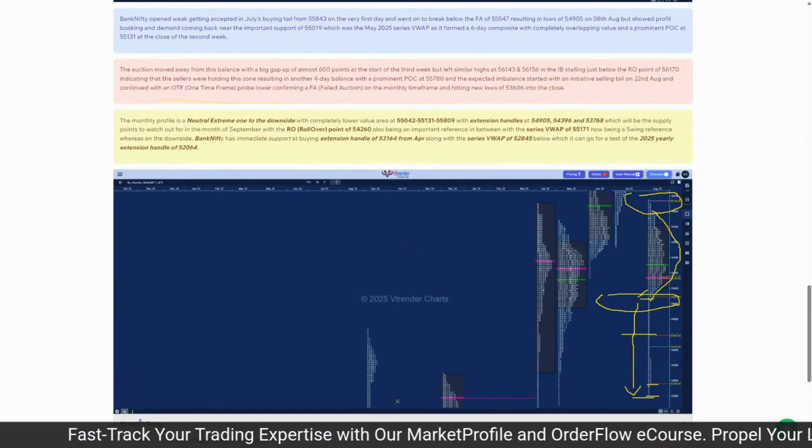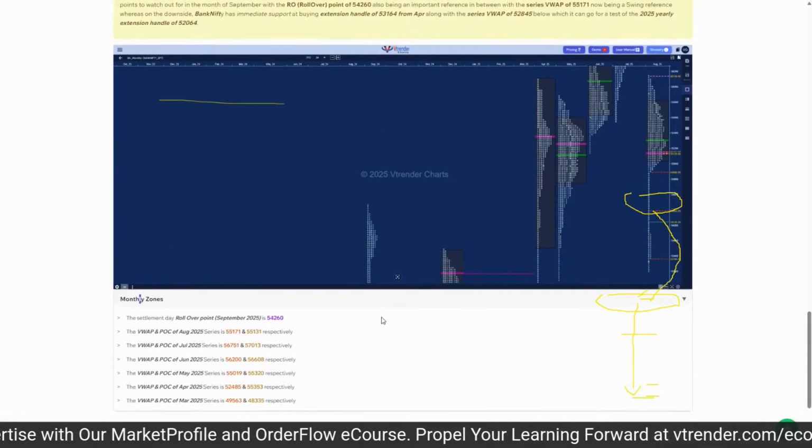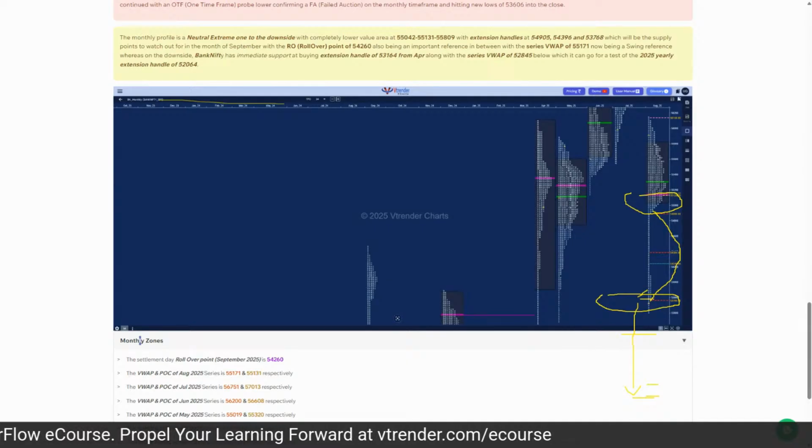And what are the monthly zones to watch out for? And what are the objectives which we are looking at?